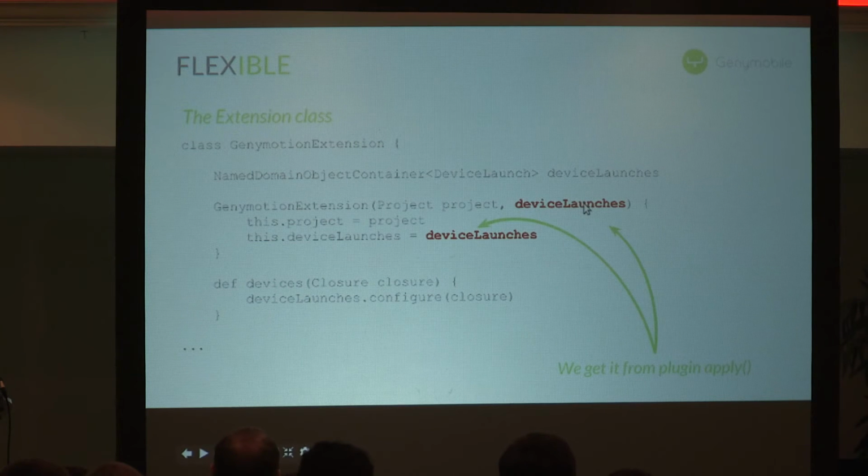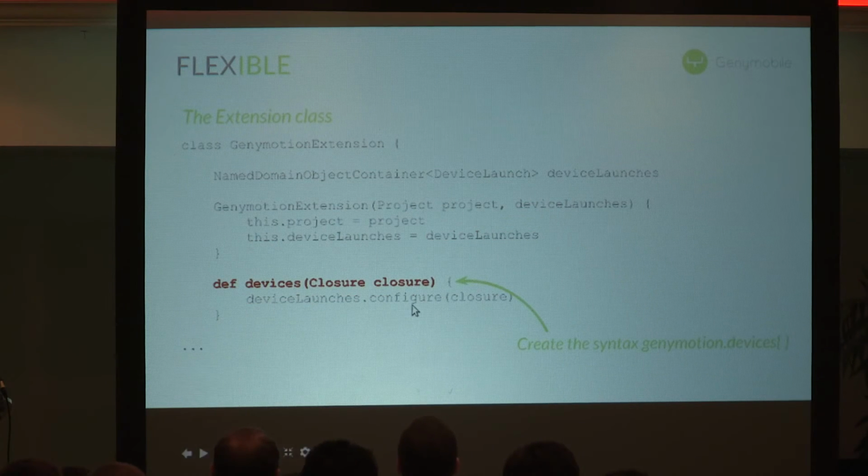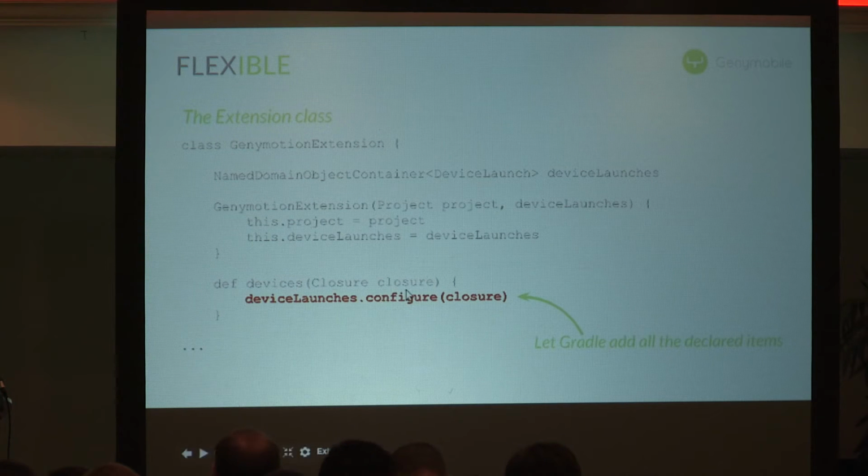We get the deviceLaunches into the Genymotion extension constructor, and we just pass it into the constructor. And this is the devices method that is called. Here is the closure, that is the parameter, and what we do inside this method is really simple. We take deviceLaunches and we call configure on it, passing the closure. And then you let Gradle do everything for you. That's really simple to implement this kind of DSL, and that's the way you can do it.